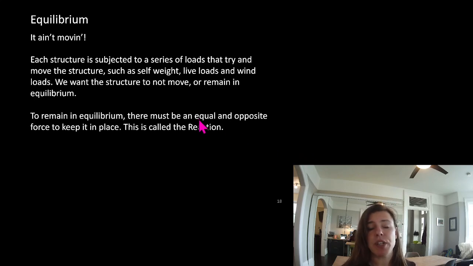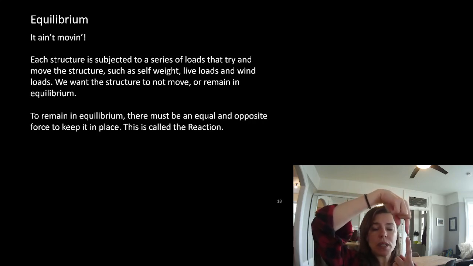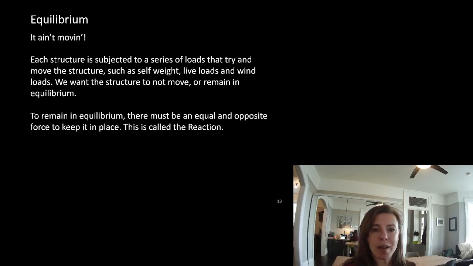Each structure is subjected to a series of loads that try and move the structure, whether it's self-weight, live loads, winds, snow, earthquake. We want the structure to not move, or remain in equilibrium. To remain in equilibrium, there must be an equal and opposite force to keep it in place. This is called a reaction. So if I'm pushing down and the joist is pushing up, what's the total value of all of those forces in the y direction? It's got to be 0. If it's not 0, it's moving.